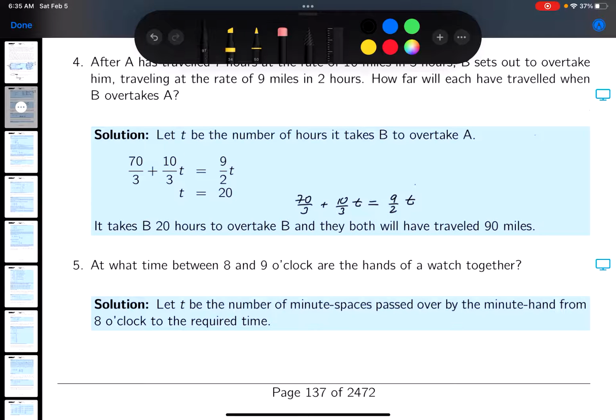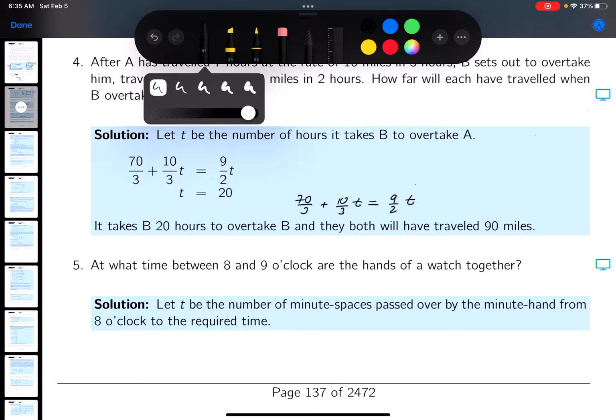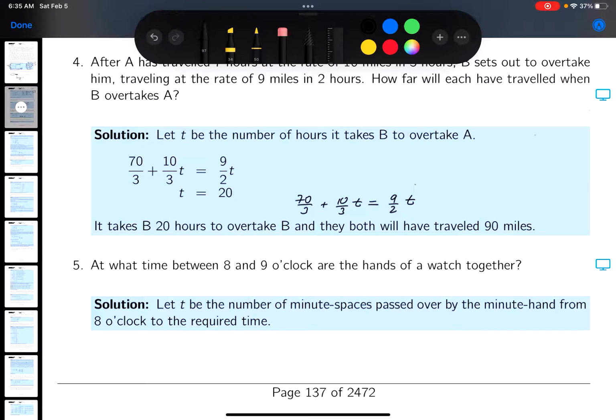And what I would do is multiply both sides by the LCD. And the LCD is going to be 6. So if you multiply both sides by the LCD, 6 times 70 thirds is 140, plus 6 times 10 thirds is going to be 20T, and 6 times 9 halves is going to be 27T.